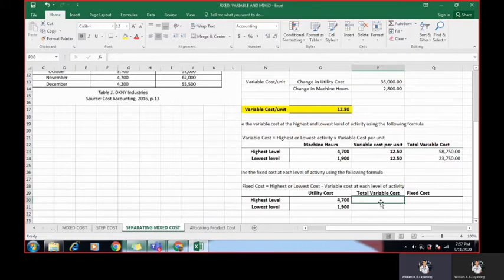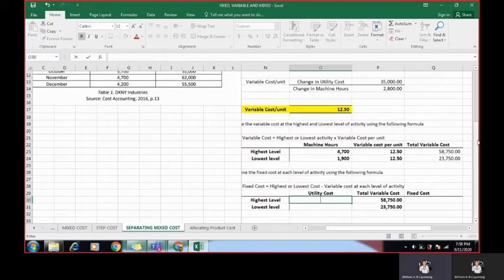Eto, ililink lang natin. Click and equal sign. Then, 58,750. Ayan. Then, another, ililink natin. Magkano yung variable cost niya? 23,700 equal sign. So, magkano yung utility cost? Okay, erase natin yun. Mali yun. Magkano yung total utility cost ni highest level? Ang total utility cost ni highest level, November, 62,000. Lagay natin siya dito. Ayan o, 62,000.